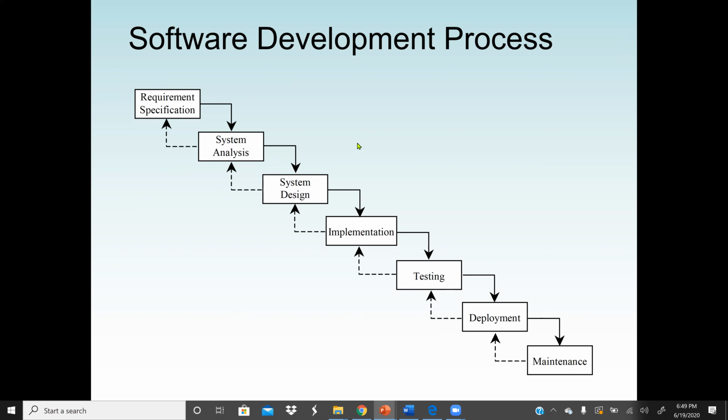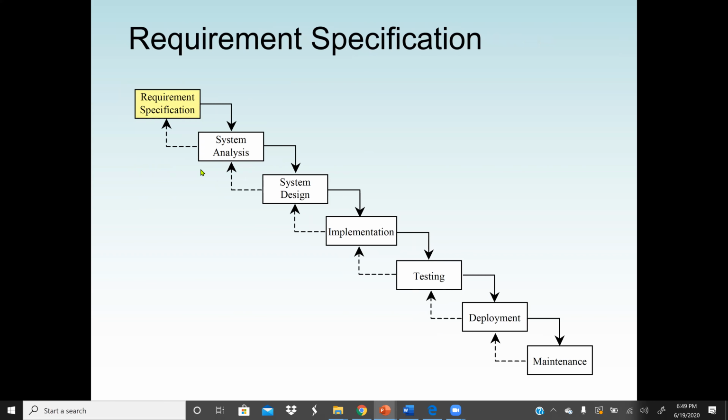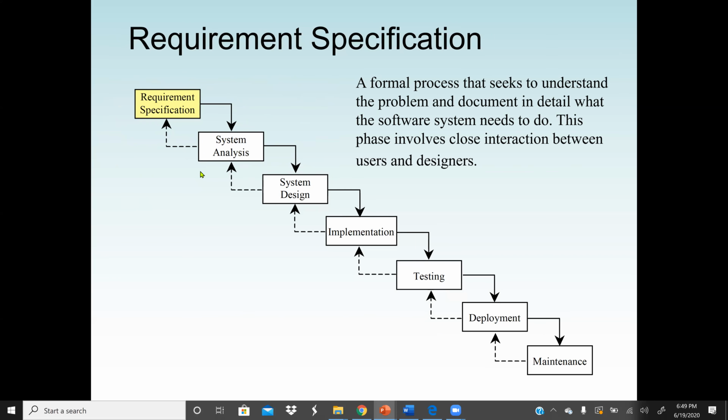So let's go through the steps one at a time. The first is the requirement specification. As we said earlier, this is where we elicit the requirements of the system, the information needed by the system. Normally we get this from the users or the stakeholders. This is a formal process that seeks to understand the problem and document in detail what the software system needs to do. This phase involves close interaction between the users and the designers. Here we try to understand the system, its performance, and the tasks that the system will perform.